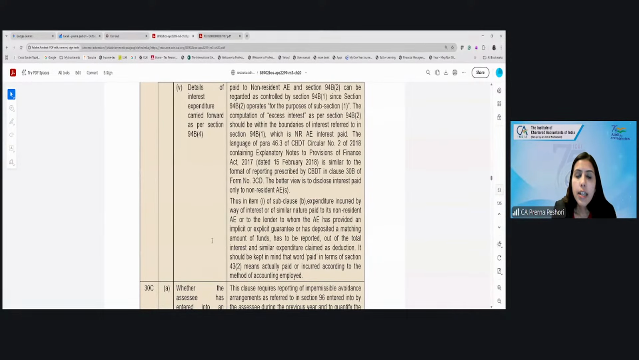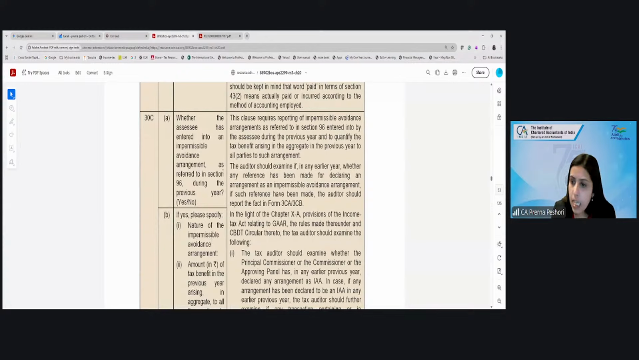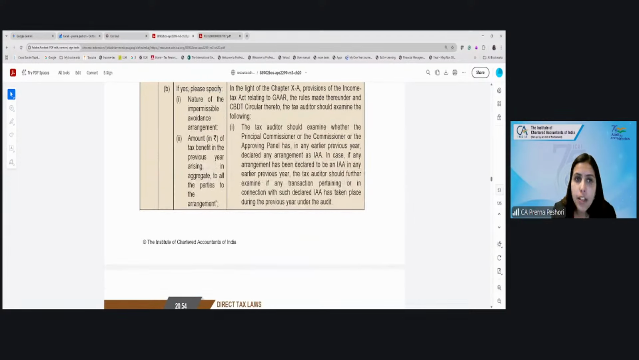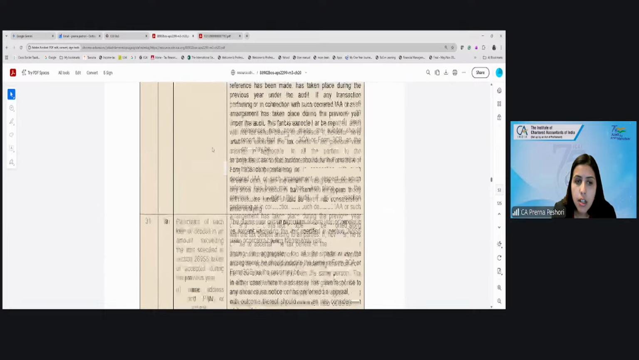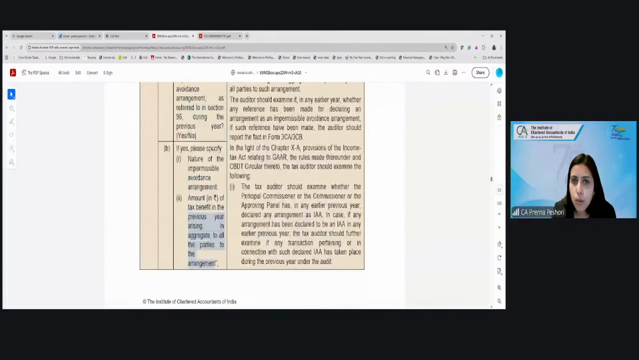Okay. Next is 30C, which talks about whether the assessee has entered into an impermissible avoidance arrangement as referred to in section 96 during the previous year. If yes, please specify the nature of impermissible avoidance arrangement, and the amount of tax benefit in the previous year arising in aggregate to all the parties to the arrangement. So that needs to be reported over here.